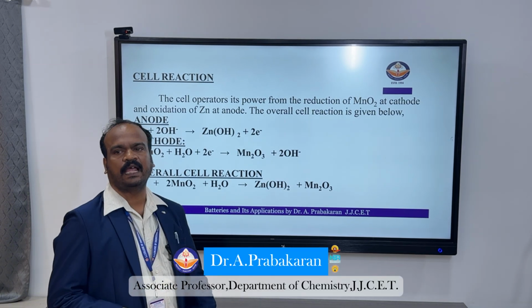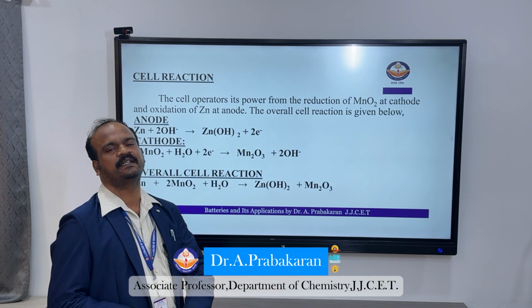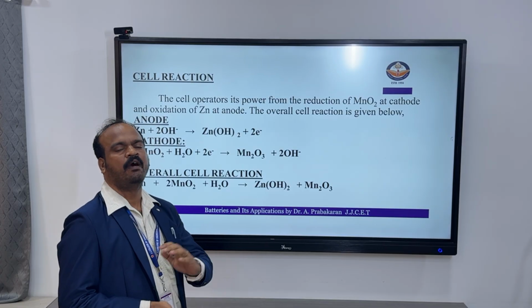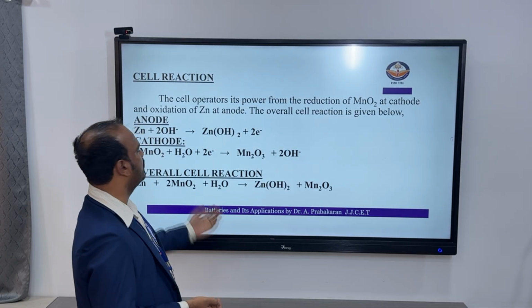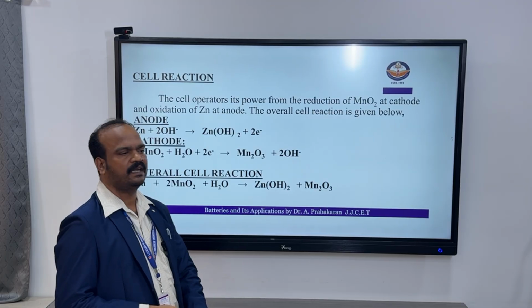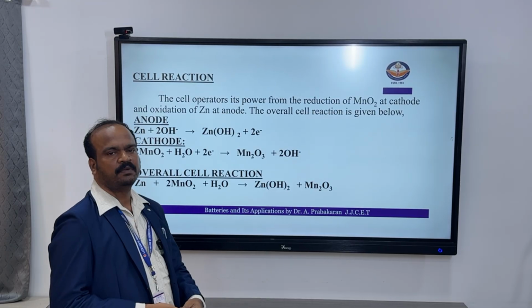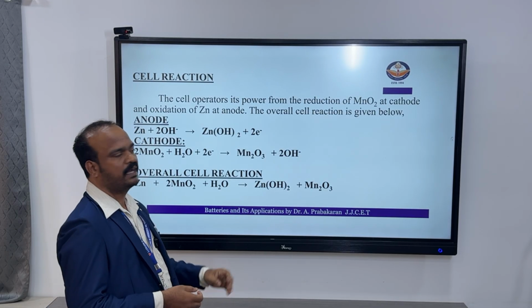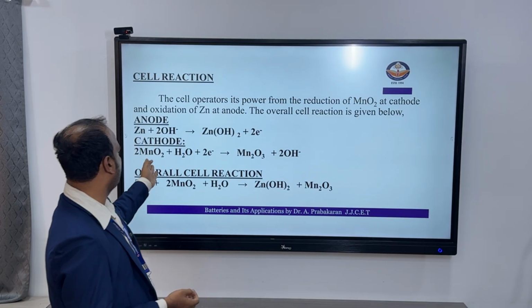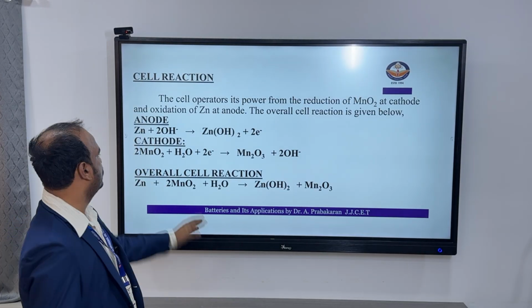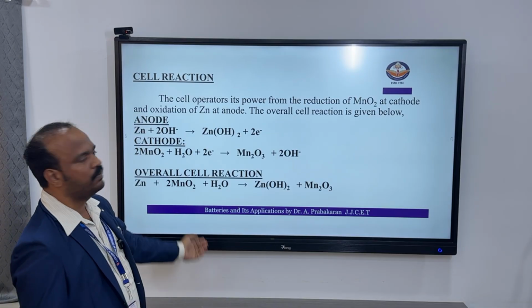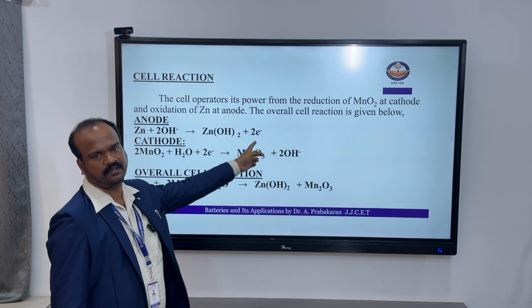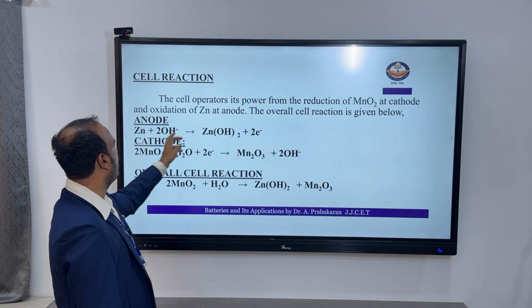We know there are two compartments, the anode and the cathode. At the anode we have the oxidation reaction, and at the cathode we have the reduction reaction. Oxidation is the loss of electrons. The anode has zinc and the cathode has manganese dioxide. The zinc is oxidized, giving 2 electrons. That is the anode component.